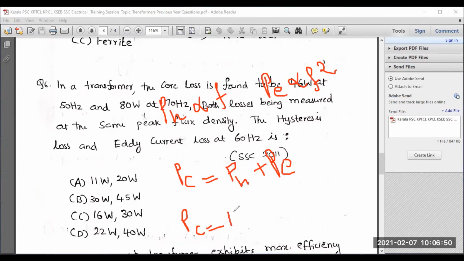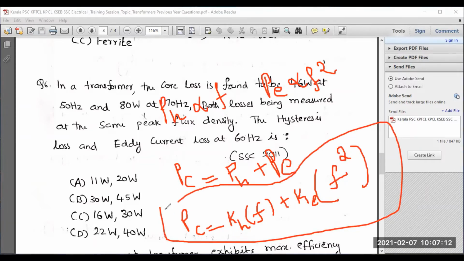So better in terms, we can write KH into F, frequency, plus KE into F square, where KE is the eddy current constant, Steinmetz's constant, or we can call it the eddy current loss constant. Likewise, you can form the equation. I hope it is very clear to everyone.